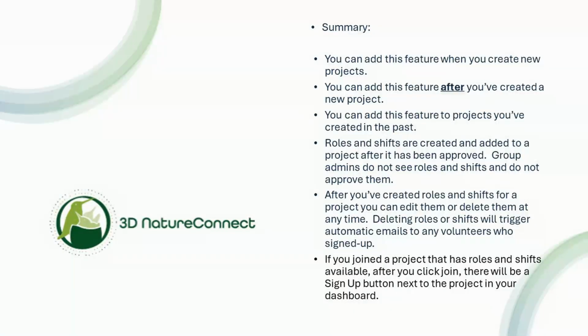After you've created roles and shifts for projects, you can edit or delete them at any time. Deleting roles or shifts will trigger automatic emails to any volunteer who signed up. If you joined a project that has roles and shifts available, after you click Join, there will be a View Roles and Shifts button next to the project in your dashboard that you can click and go to the sign up area.